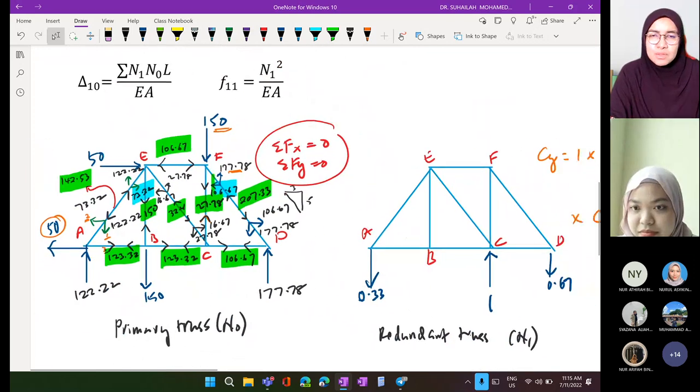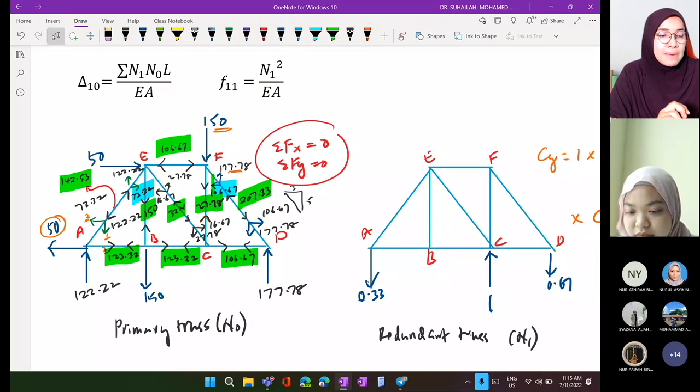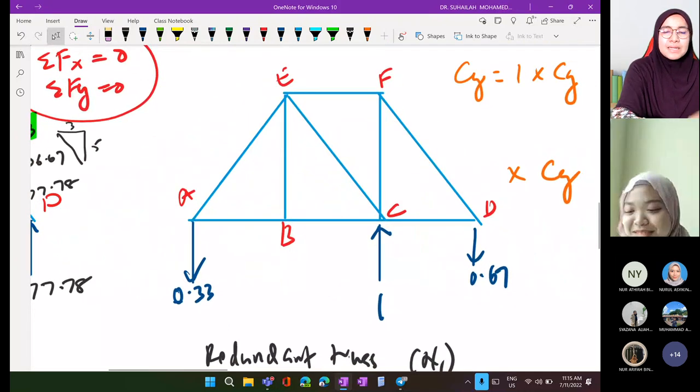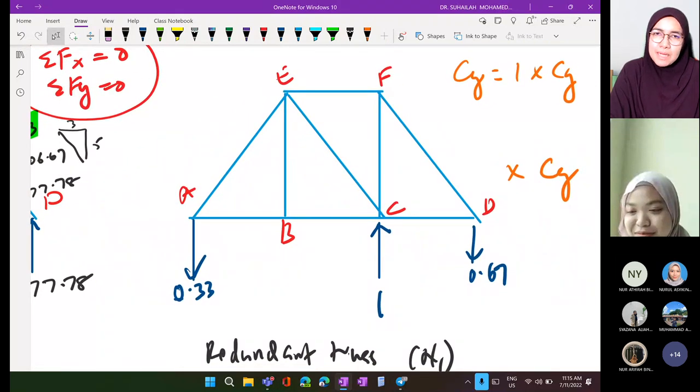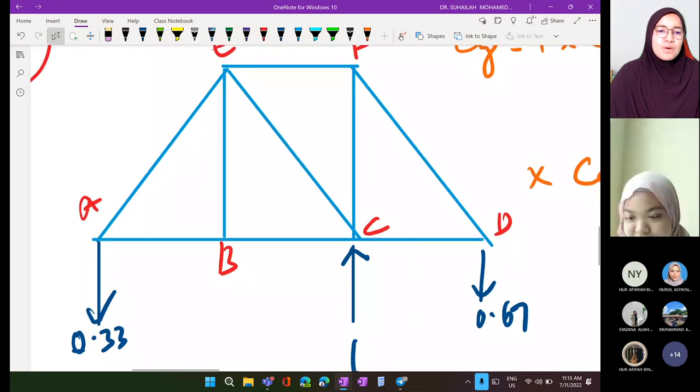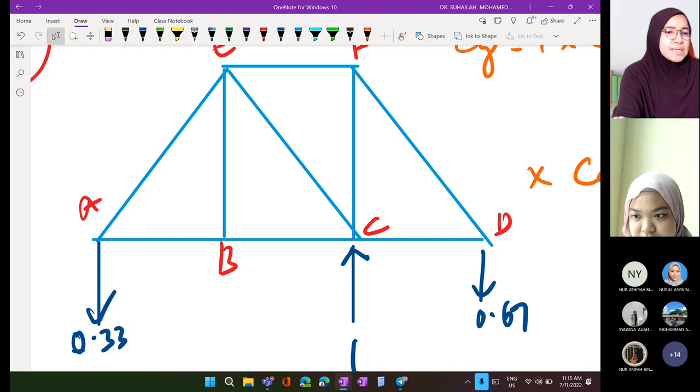Okay, normally yang susah dekat primary truss, sebab dia ada banyak load, external loading kan. So normally bila masuk ke redundant truss ni, it will become easier lah. Okay, so konsep dia sama macam tadi. Okay, we do this. And kita practice balik easy method, tapi guna redundant truss. Okay, so kita try to do this.